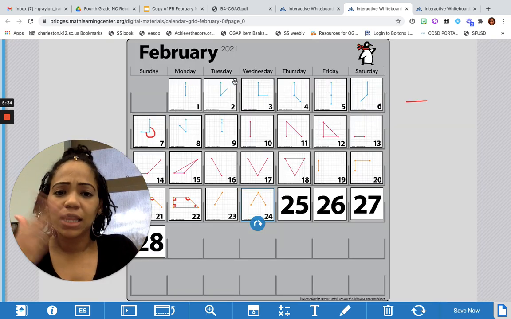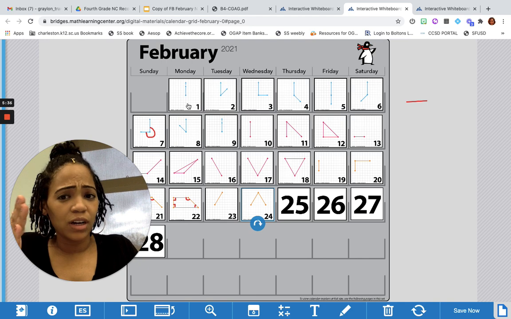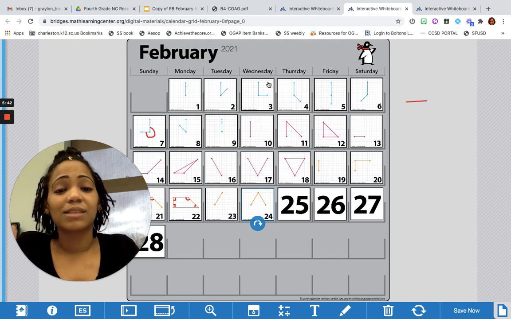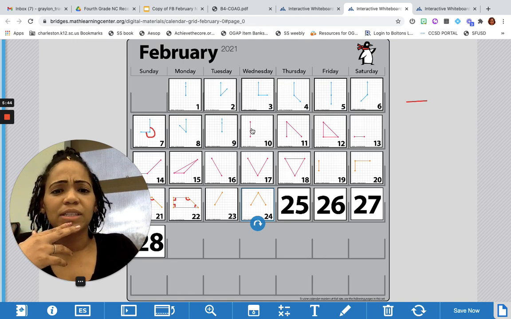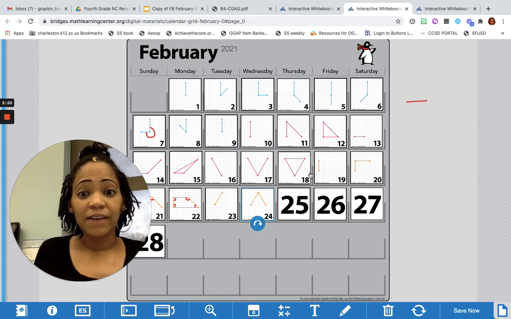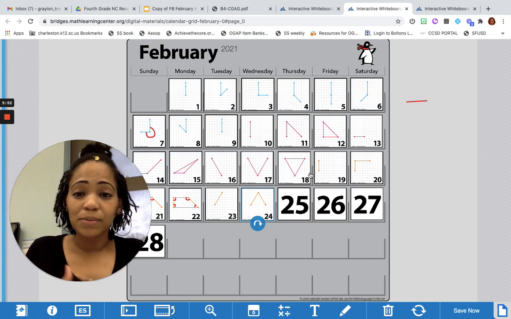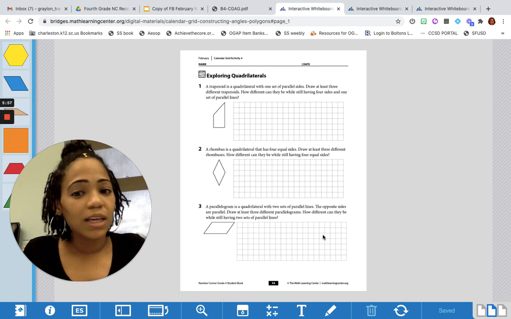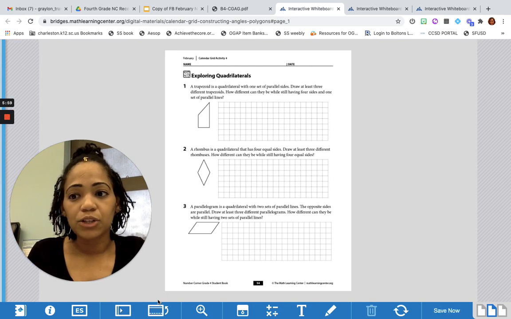So we started off with line segments, line segment, line segment, line segment. Or really we focus on angles, like the size of an angle. And then we went to line segments to triangle, line segments to triangle, line segments to triangle. Then all of a sudden we have a quadrilateral, which I'm kind of glad we had because today we are going to be doing the quadrilateral workbook page.